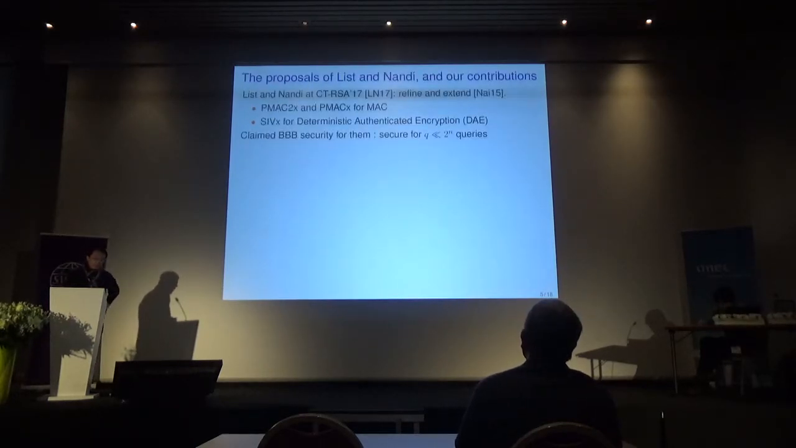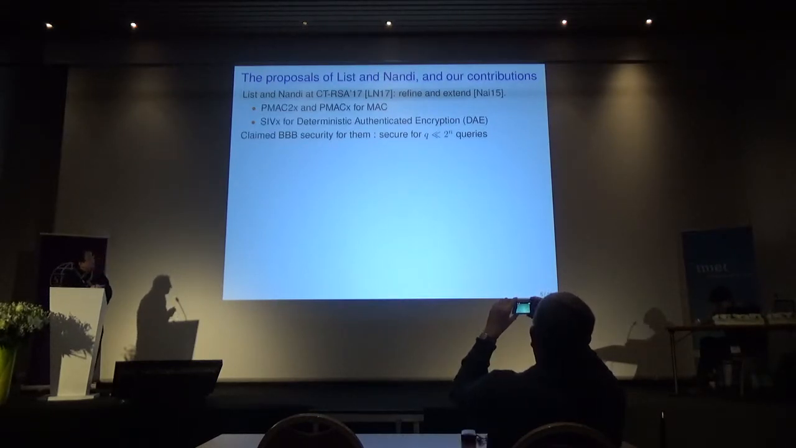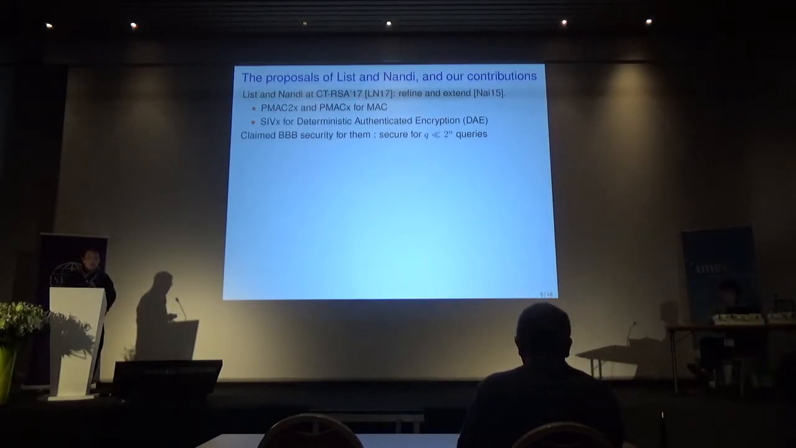And as follow-up work, List and Nandi at CT-RSA 2017 proposed an extension of this work. Actually, they proposed the MAC functions PMAC2x and PMACx. And also, using this MAC function, they proposed SIVx, which is a deterministic authenticated encryption. They claimed beyond birthday bound security for all of them, namely, that it is secure up to a number of queries of at most 2 to the n.